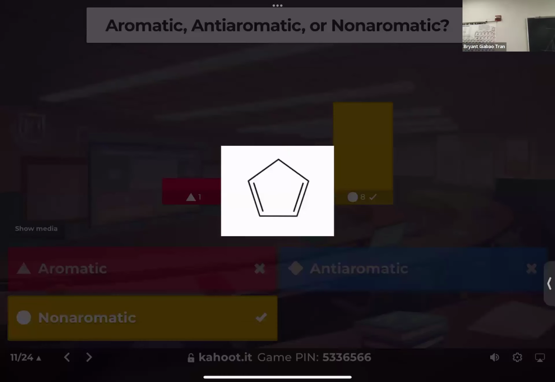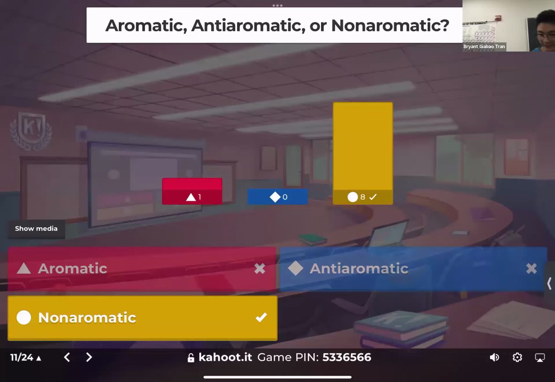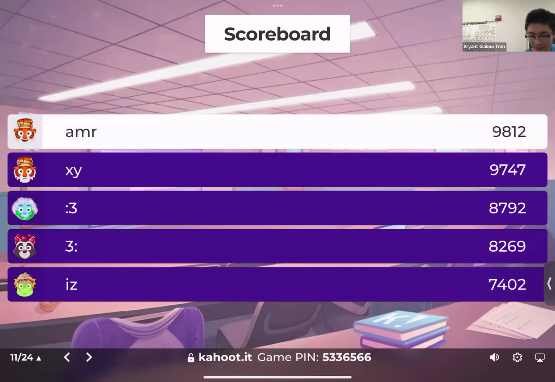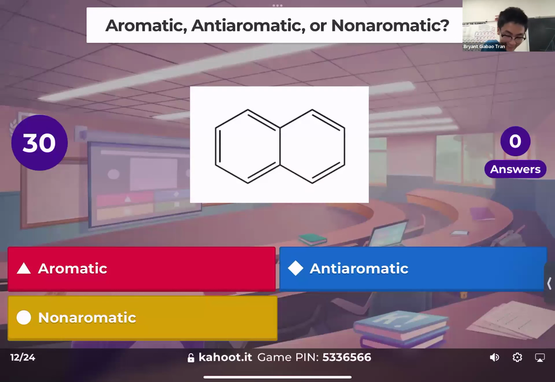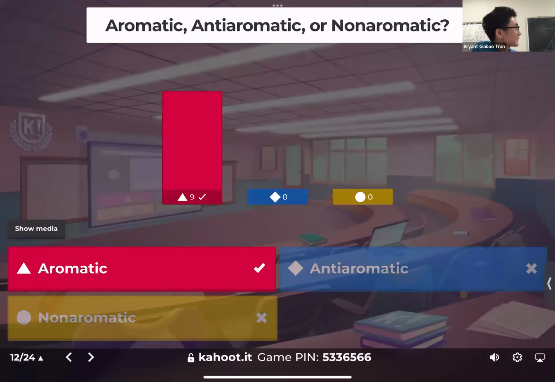Yeah. sp3 roadblock, blocking resonance, not fully conjugated. Non-aromatic. Okay, this is the last one, the last aromatic thing. Nice. Aromatic.